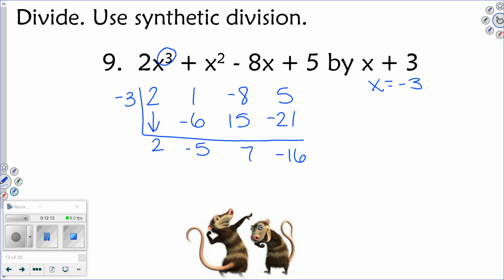This one was x cubed, so this will be x squared minus 5x plus 7 plus a negative 16 over x plus 3. How'd we do? Blue. You always add your remainder on. Yeah, just keep it safe, always add your remainder on.